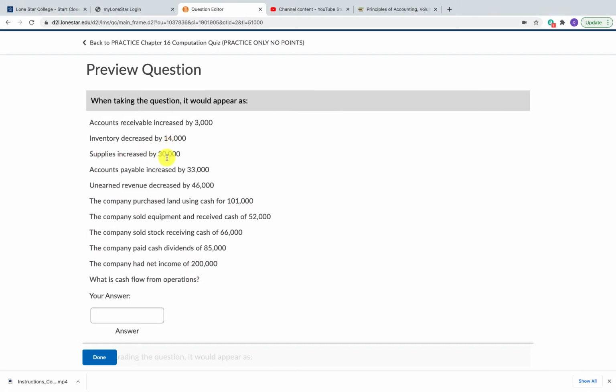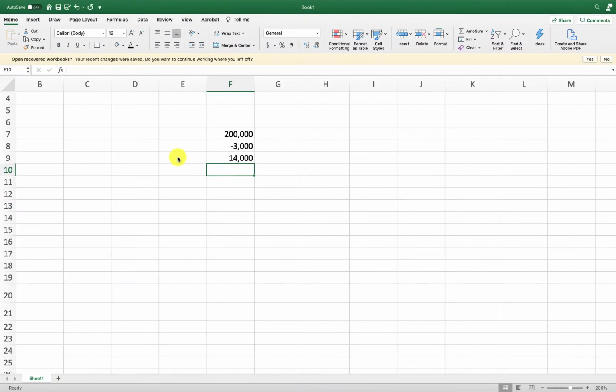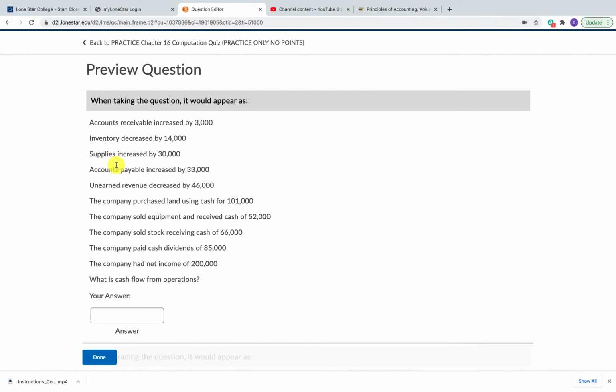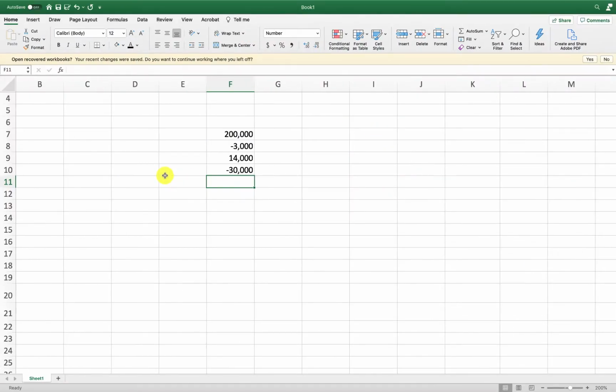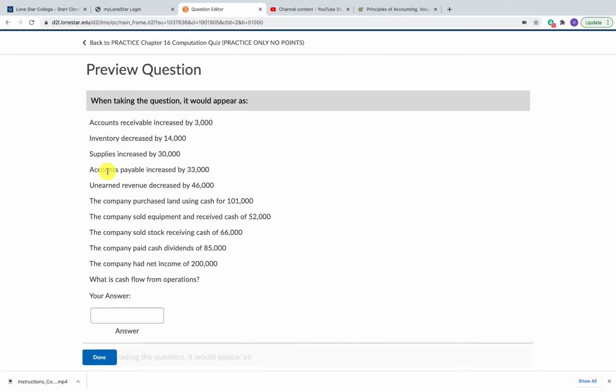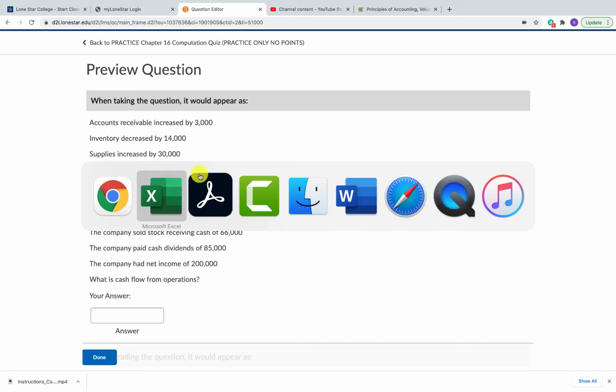Then it has supplies increased. If it's increased, I subtract. So increased by 30,000, I'm going to put minus 30,000. And then now I'm going to look for current liabilities. Okay, these are the two current liabilities here: accounts payable and unearned revenue. Accounts payable increased by 33,000.